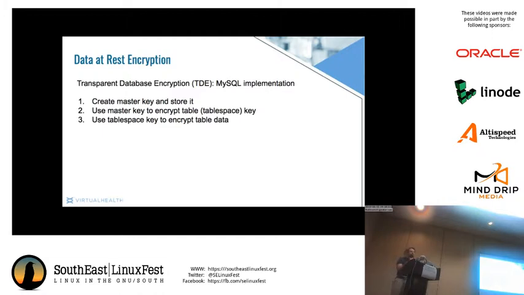So another option is transparent database encryption. MySQL implemented it this way. We have a master key. MySQL will create a master key by itself and will store it. Then it will use the master key to encrypt another key, a tablespace key. This key will be used to encrypt all the tables. So that implementation actually allowed to easily rotate the key because we are rotating only the master key.